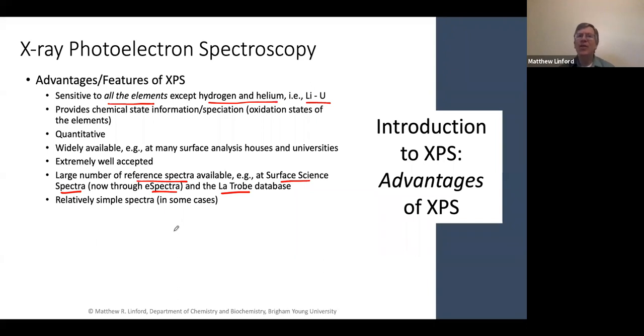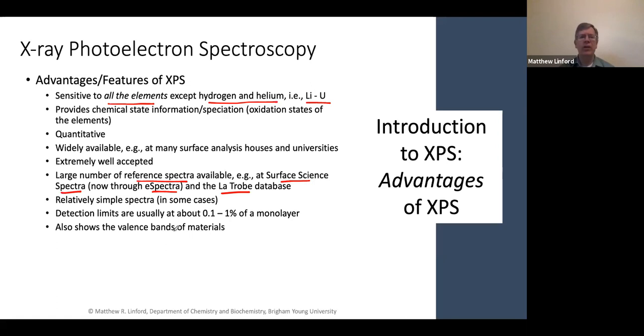In some cases, the spectra are pretty simple. For some important materials, you can get fairly simple XPS spectra, which is helpful. I should say that, unfortunately, sometimes they're deceptively simple, and there's a lot of bad peak fitting out there, but we're going to get to that in this presentation. Detection limits are actually pretty good, about 0.1 to 1% of a monolayer of material. This is not as good as for something like secondary ion mass spectrometry, TOF-SIMS, but these are still pretty good detection limits, so you can have a pretty good sense for what's on your surface.